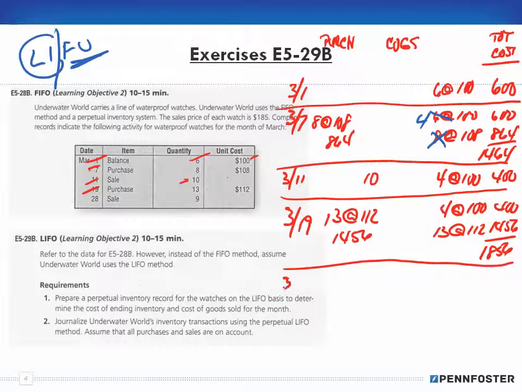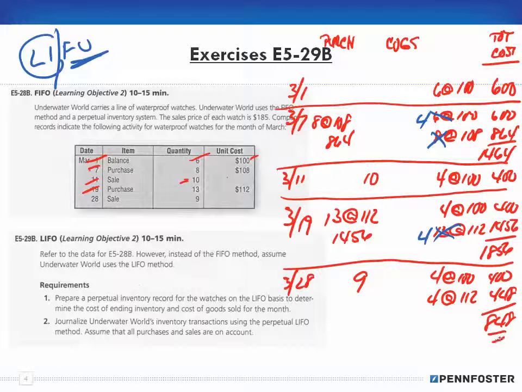And then on 3/28, we sell 9 more. If we're using LIFO, last one's in, first one's out. So we need to get rid of 9. The last ones in are these 13. So we take out 9, and that means we still have 4 remaining. So we have our 4 at 100, which is 400, and 4 at 112, which is 448. So our inventory value is 848 at the end of March 28th.